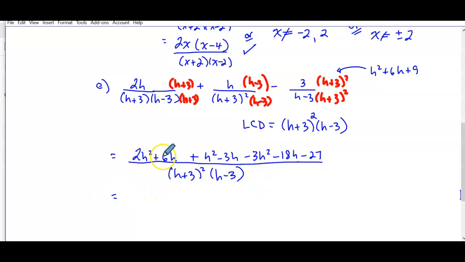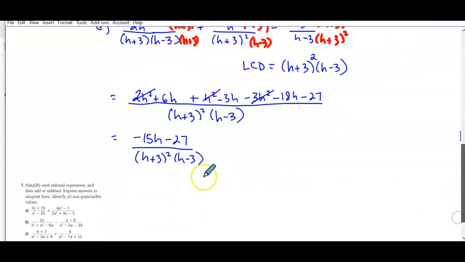Now collect like terms, so that's going to be 3h squared minus 3h squared. That goes to 0. 6h minus 3h is 3h minus 18h, so that's negative 15h, and minus 27. Okay, copy out the denominator. Then you want to see if you can factor. So that numerator, I'm just going to put this over here. So negative 3 is common, and you're left with 5h minus 9.